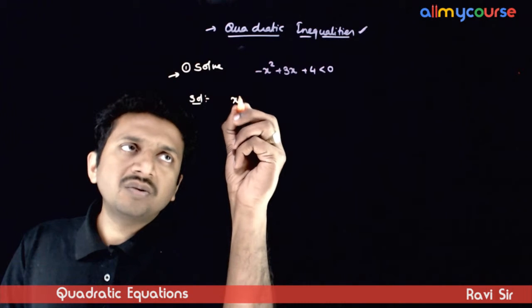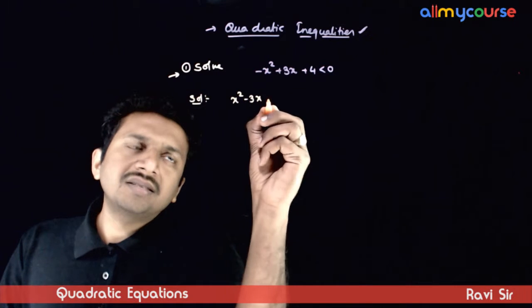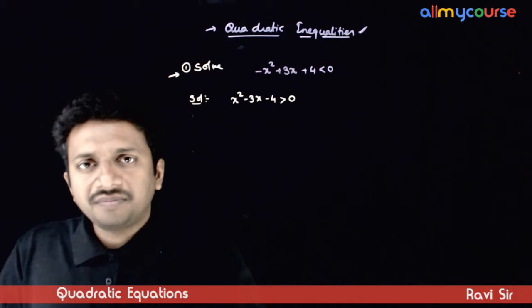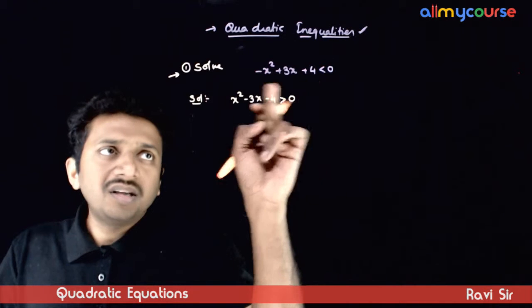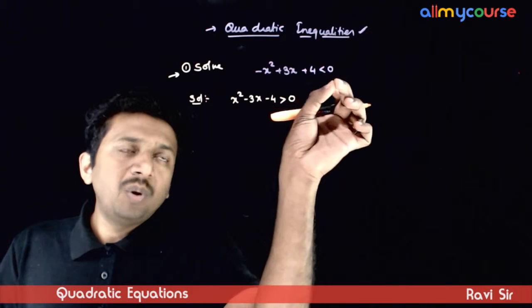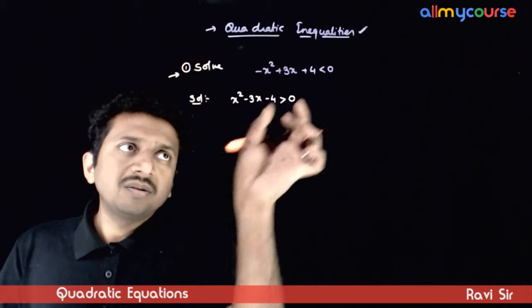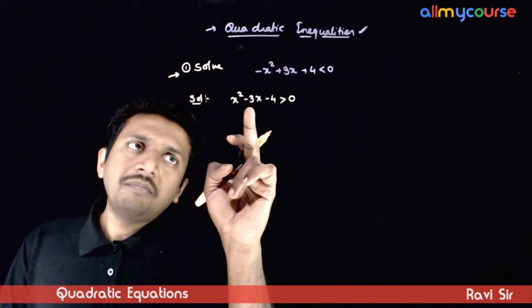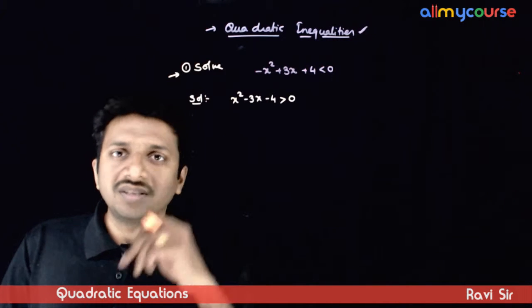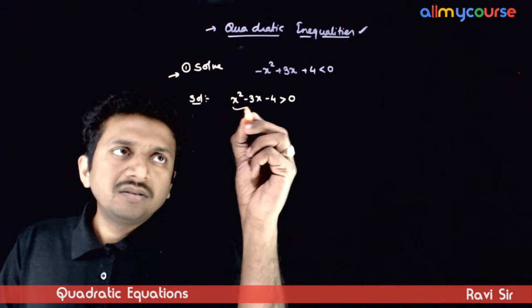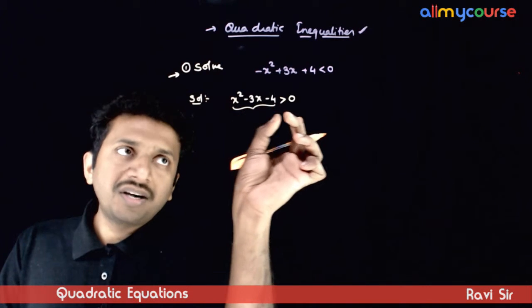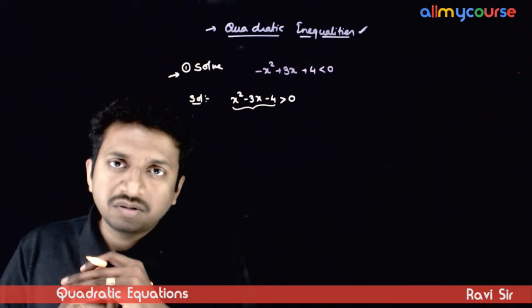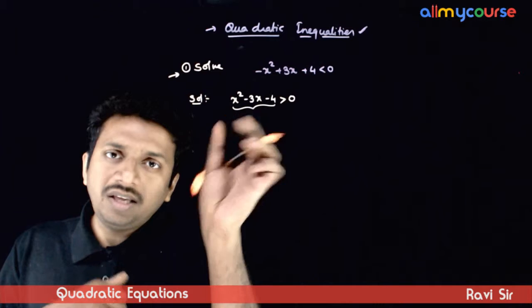So I get x square minus 3x minus 4 is greater than 0, right? Because if I multiply both sides with a minus 1, the sign of inequality reverses. So x square minus 3x minus 4 is greater than 0. So this looks like a quadratic greater than 0. So x lies outside the roots. So first I need to solve the equation.